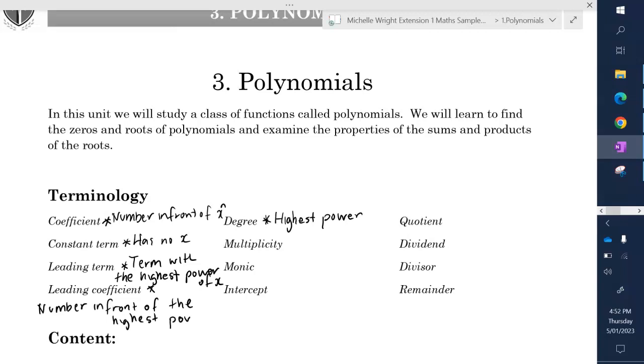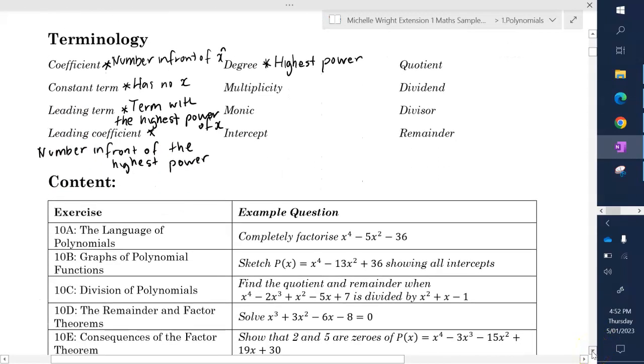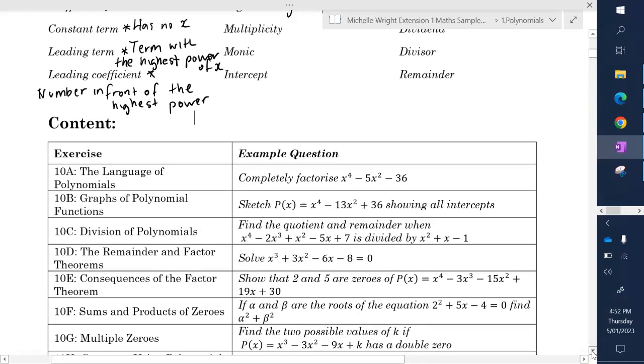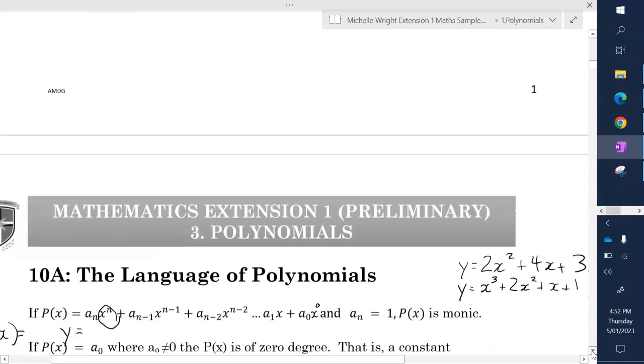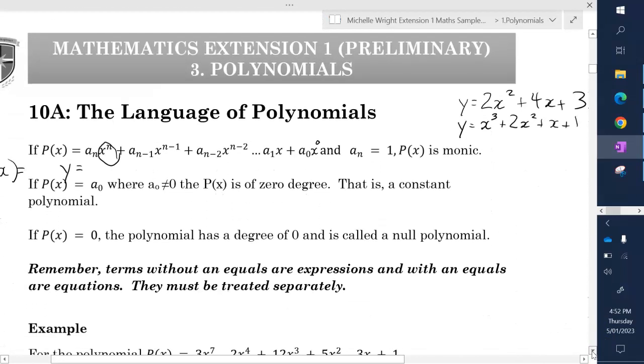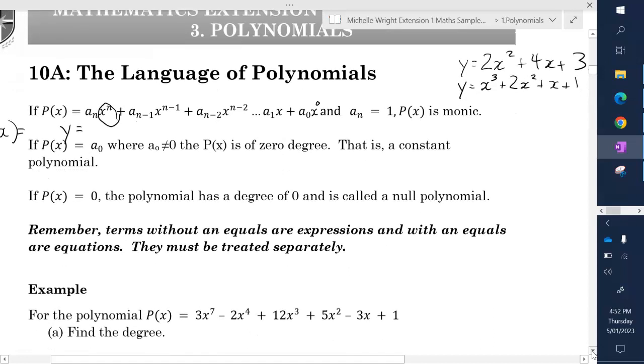So let's go back and have a look at that and look at some questions as we go through. So if you were in my accelerated class before, you may be familiar with some of these terms from last year. Okay, so let's have a look here. Okay, so we'll look at those terms as we go through here.